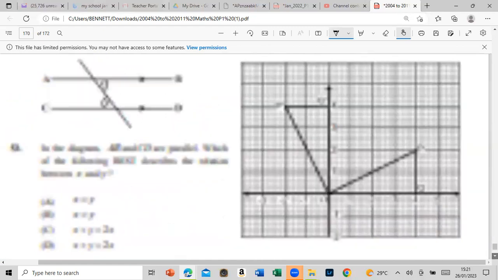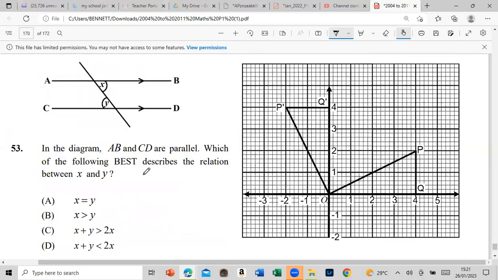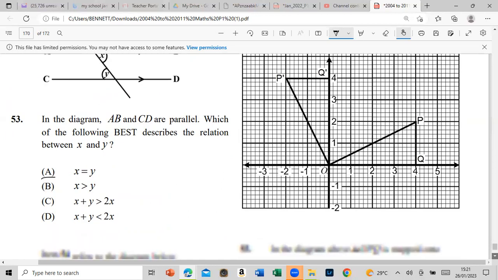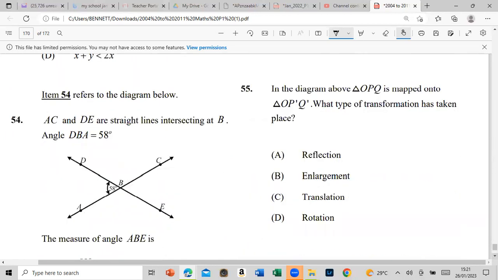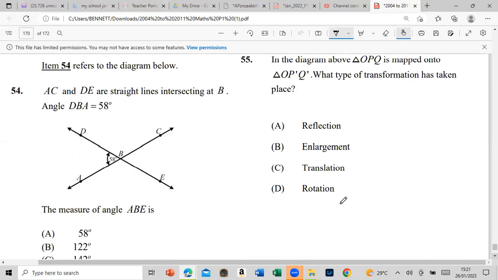Let's move on to 53. In the parallelogram in the diagram ABC, AB and CD are parallel. Which of the following best describes the relation, x is equal to y? AC and DE are straight lines that intersect at D. Angle DAB is 58. Then what is the measure of AB?